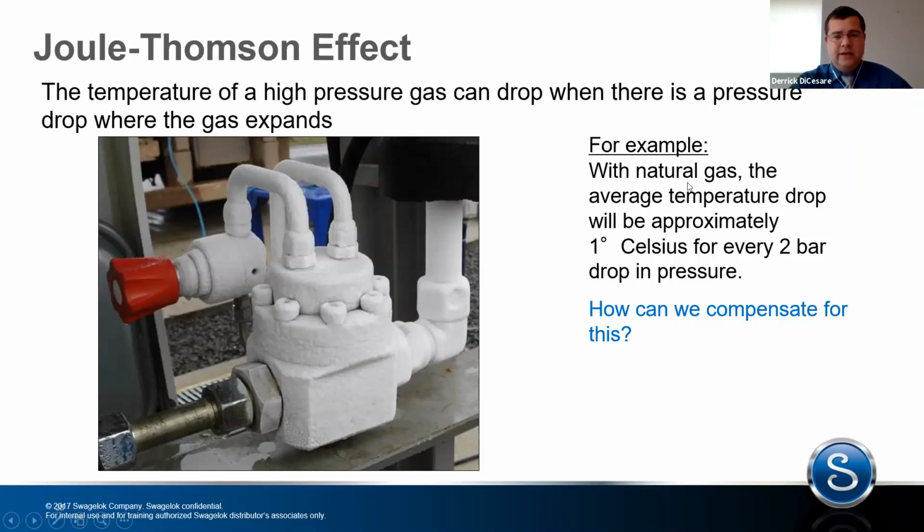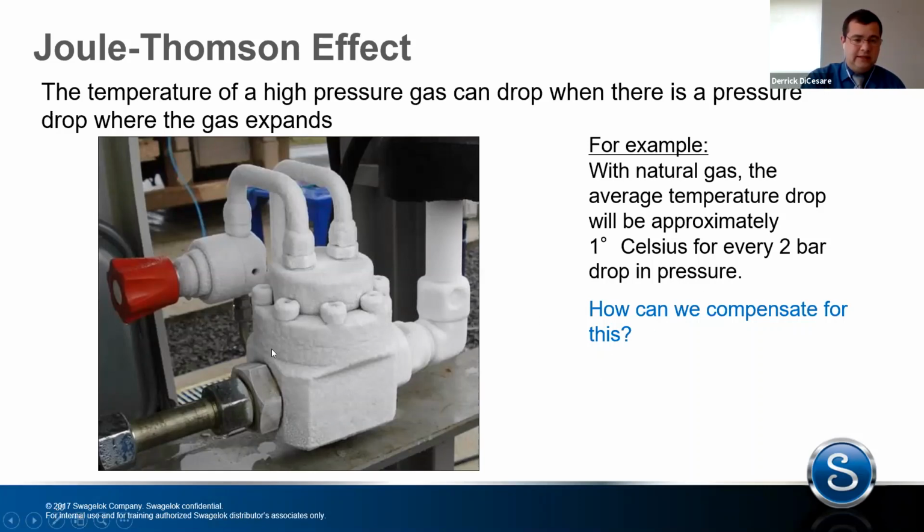So in this example, natural gas, there's going to be a temperature change of 1 degree Celsius for every 2 bar drop in pressure, or 30 psi, however your units work. So we want to know about that, because if you're going to do a huge pressure drop, you're going to have a significant temperature change, which can cause icing of the line.